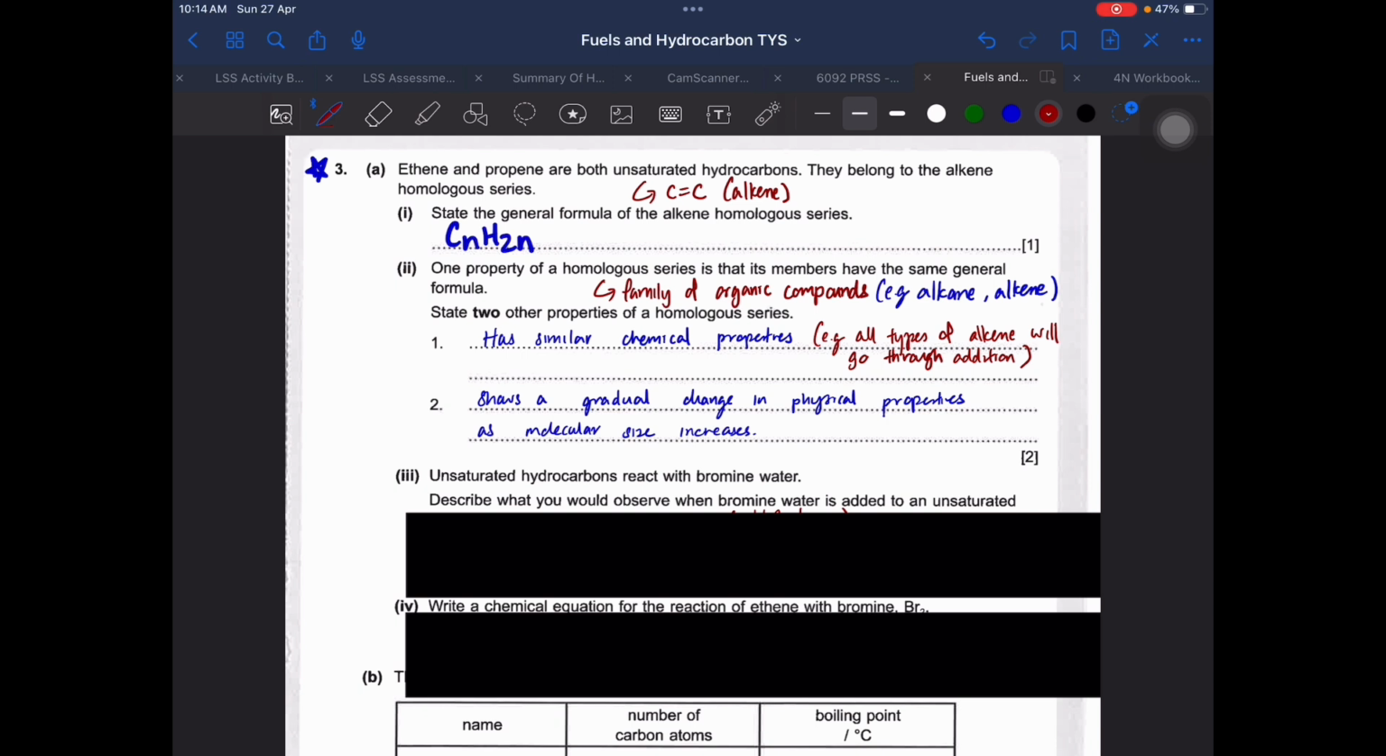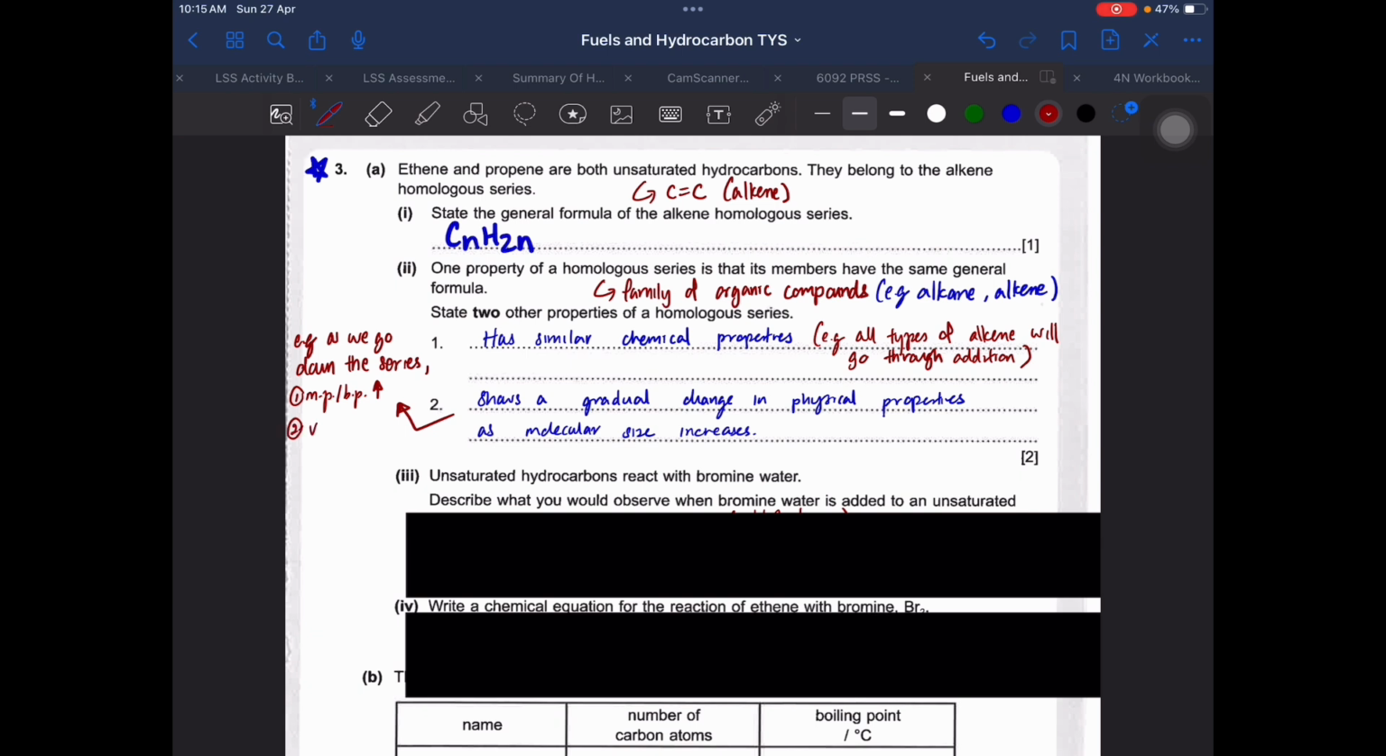an important property is that they all show a gradual change in physical properties as their molecular sizes increase. What do I mean by that? Let's see a few examples. We know that in a homologous series, there are many different alkanes and alkenes based on how many carbons there are. But as we go down the homologous series, a few things will change. Number one, melting point and boiling point will increase. This is what I call a gradual change in physical property.